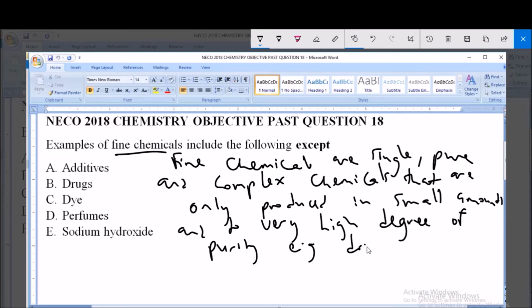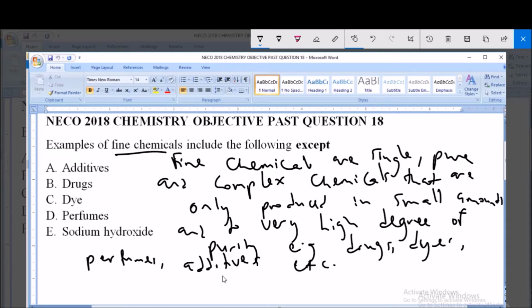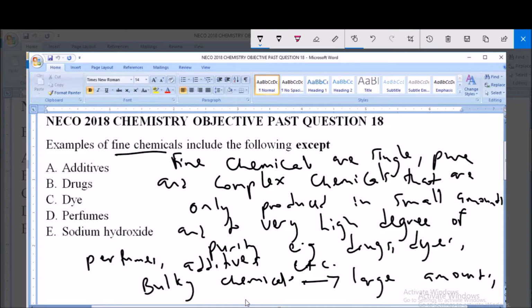Examples include drugs, dyes, perfumes, additives, etc. Now, the opposite of fine chemicals is bulky chemicals. So bulky chemicals are those that are produced in large amounts and the degree of purity is not really emphasized. So let's look at the options.